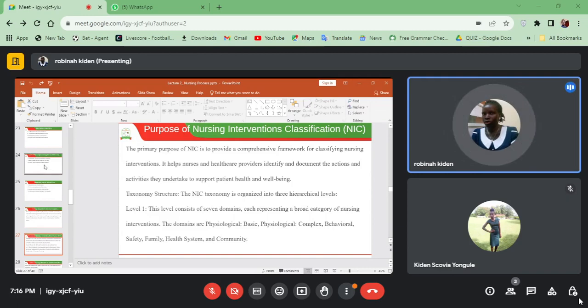So the second level involves each domain, which is further classified into different classes. So these classes offer a more specific description of interventions within the domain. Then in the third level, the classes that were derived from level 1 and divided in level 2 are broken down into individual nursing interventions, providing detailed descriptions of specific actions that nurses may perform. So this is where the interventions come from.